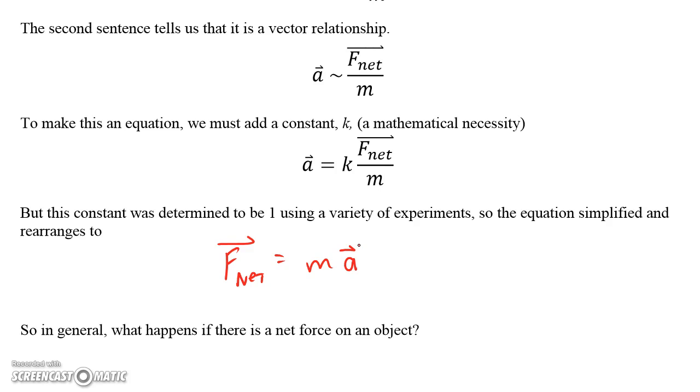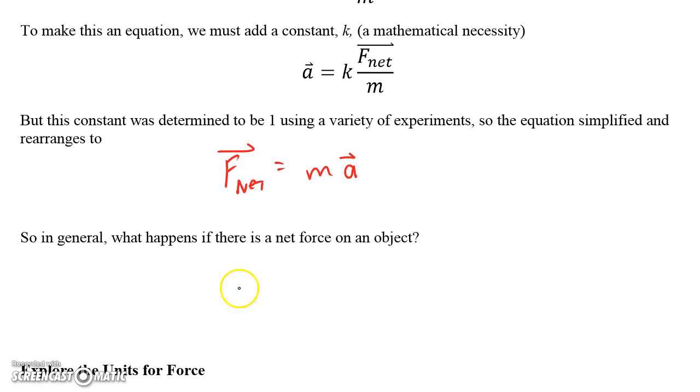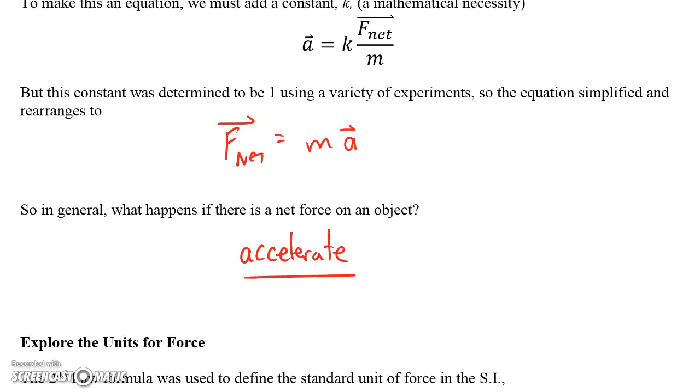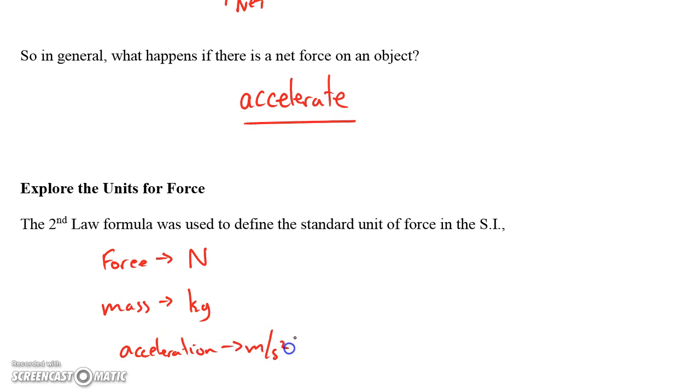So, in general, can't say this too many times, if there's a net force on an object, it must accelerate. Units. We said the units for force was newtons. Now mass has to be in kilograms and acceleration has to be in meters per second squared.